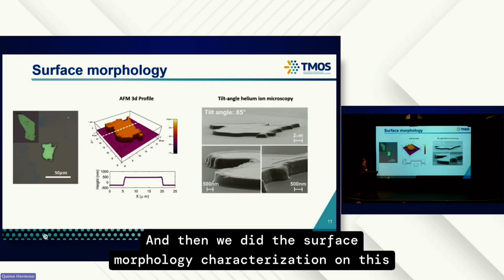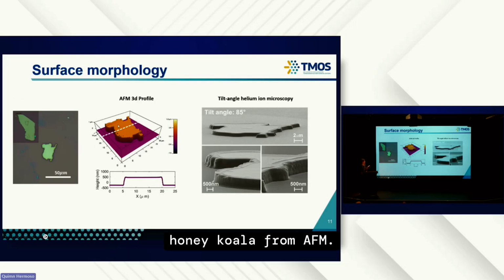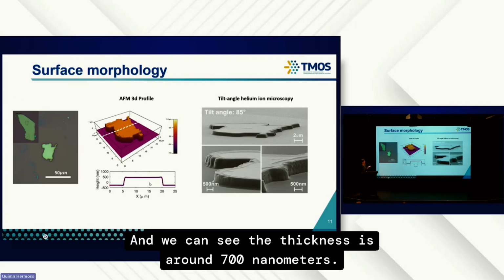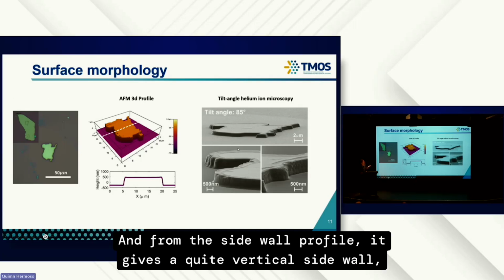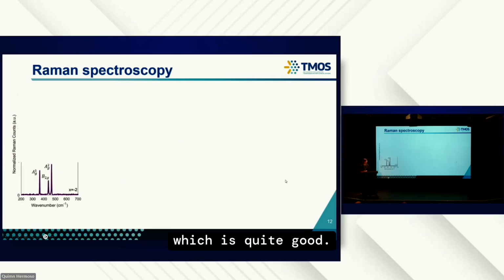And then we did the surface morphology characterization on this tiny koala from AFM. And we can see the thickness is around 700 nanometers. And from the side wall profile, it gives a quite vertical side wall, which is quite good.